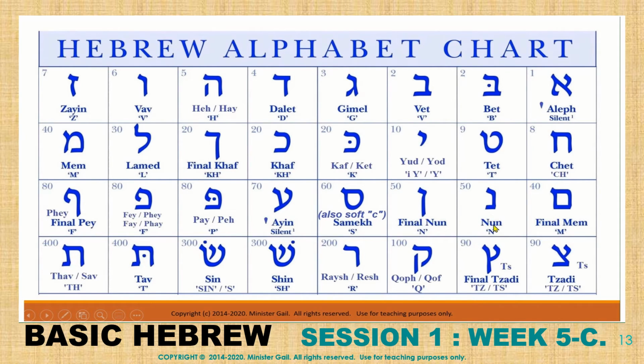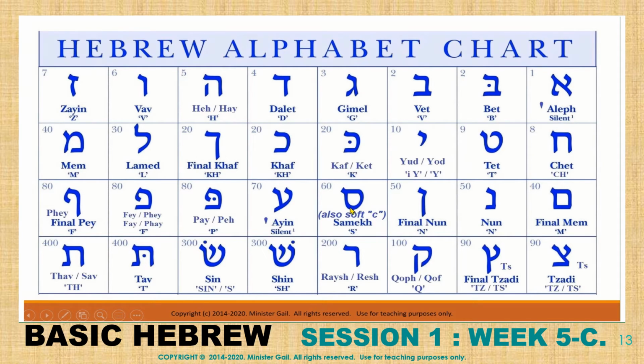Noon, spelled nun, but pronounced noon, N. This is the N. And that's the final or sofit, noon or N. And notice the tail is below the line. It has a shorter top on it because the KH and K has a longer top. The N has a shorter top.